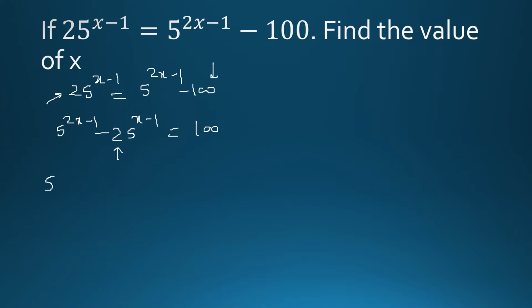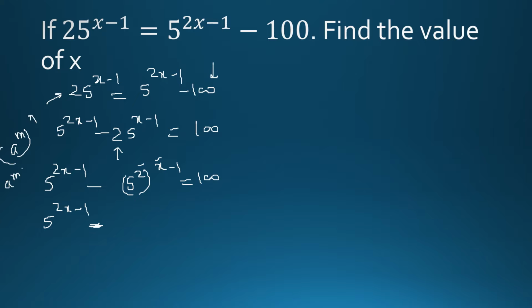Okay, now can I write 25 in terms of 5 only? Yes, I can write it as 5 square. Correct? Now this is a power raised to a power: a raised to power m, raised to power n. What is it? It is a raised to power m into n. Correct? So it is 5 raised to power 2x minus 2. 2 gets multiplied with x minus 1, equals 100.